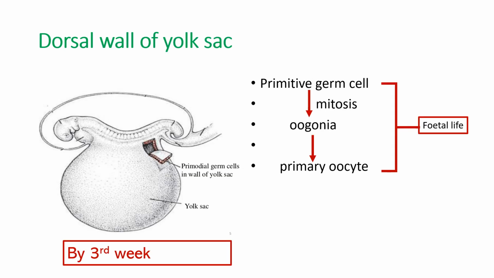First, the primitive germ cell, also called a primordial germ cell. This primitive germ cell is formed by the proliferation of the endodermal cells from the dorsal wall of the yolk sac, and it is seen in the caudal end of the embryo. This appears by the end of the third week.